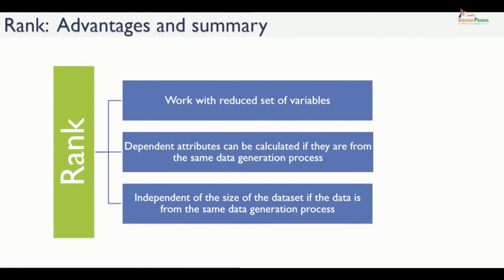So the notion of rank is important. It allows us to work with a reduced set of variables, and once we identify the independent variables, the dependent variables or attributes can be calculated from the independent variables if the data is being generated from the same data generation process. And if you identify that there are certain variables which are dependent on other variables, and as long as the data generation process is the same, it does not matter how many samples you generate, you can always find the dependent variables as a function of the independent variables.